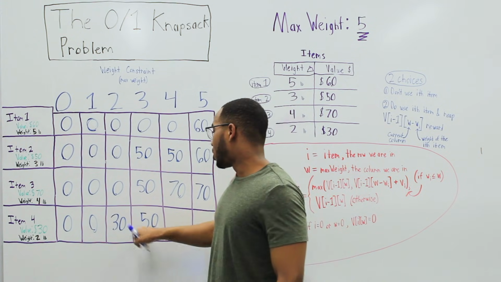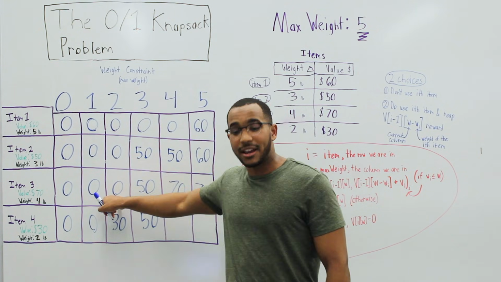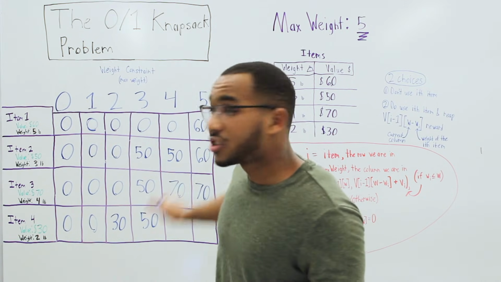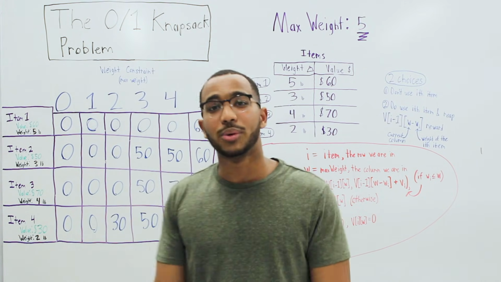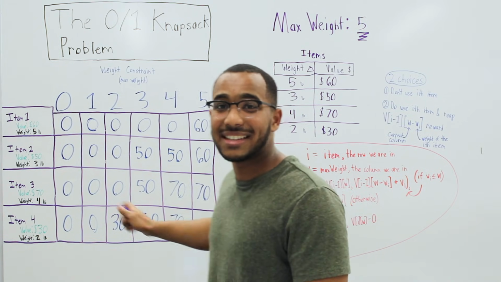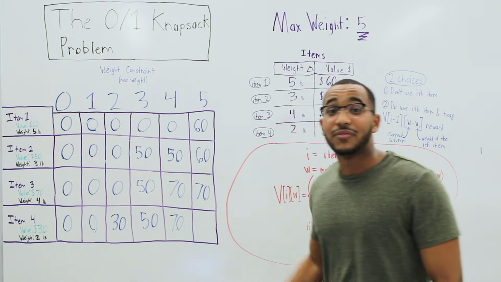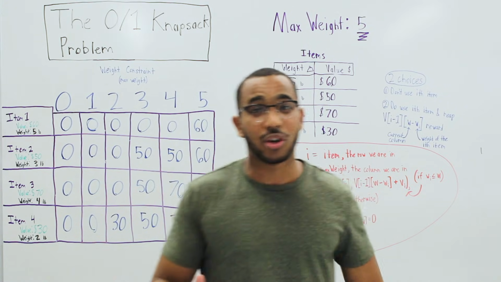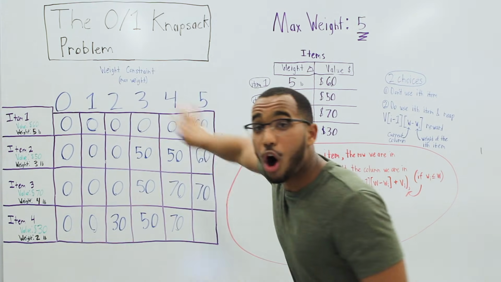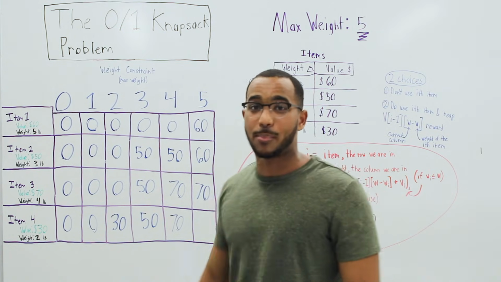So let's do it again. 1, 2. If we choose the item, we get 0 plus $30. We get $30 versus $70. Which do we choose? 70. Okay, so now you're starting to get it, and we're at the last step. We're at the last cell. This is the problem we want to answer. We did not answer the problem we were given. We answered all of these problems, all of these subproblems we answered.